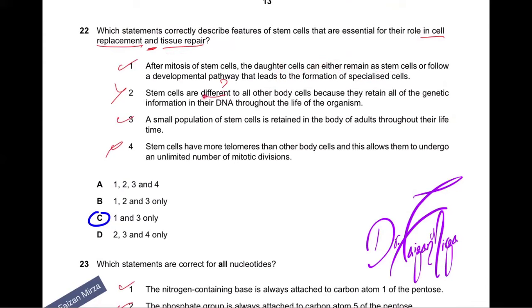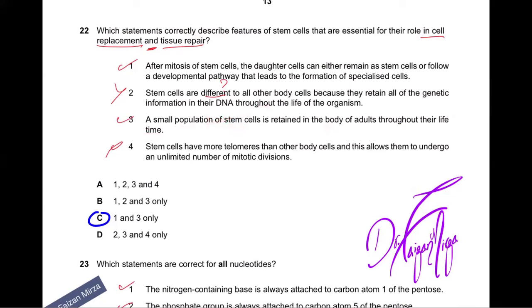The stem cells are different from all body cells because they retain all genetic information in their DNA throughout the life of the organism. Within a tissue, this is not possible, because every tissue, for example your bone marrow and your skin cells, both have stem cells, but the stem cells are not exactly alike anymore, especially when we are talking about a person who is not a zygote anymore or not in fetal life. A small population of stem cells is retained in the body of adults throughout their lifetime. Yes, there is a small population left.